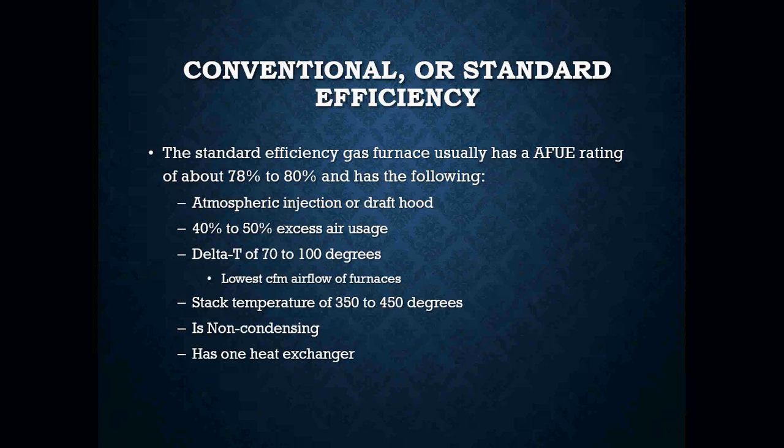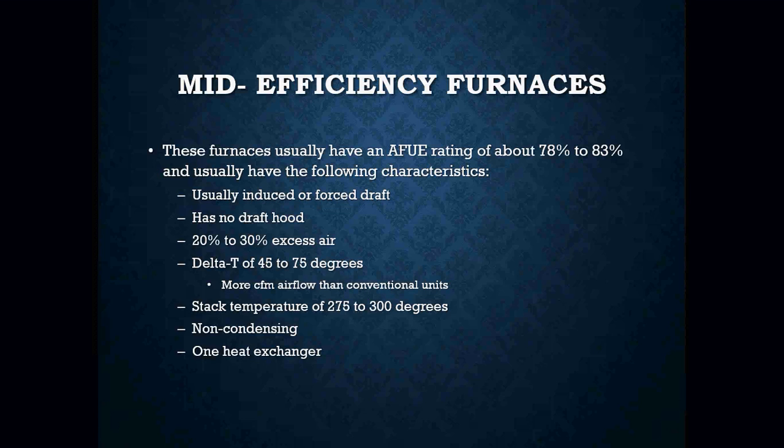Your conventional or standard efficiency furnaces have an AFUE rating of around 78 to approximately 80%, and will have the following. They will have an atmospheric injection or draft hood on them. They usually use approximately 40 to 50% excess air to support combustion. They will have a delta T of anywhere between 70 and 100 degrees and have the lowest CFM airflow of your furnaces, which means the blower is probably running at its lowest speed. Your stack temperature can be anywhere between 350 and 450 degrees. They are non-condensing and will have only one heat exchanger.